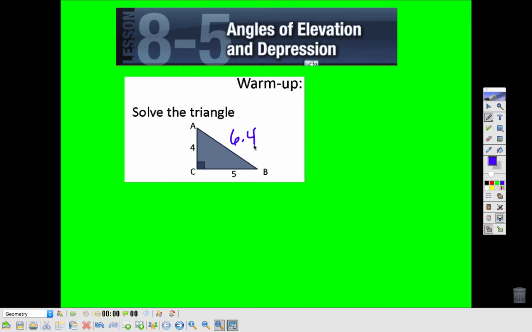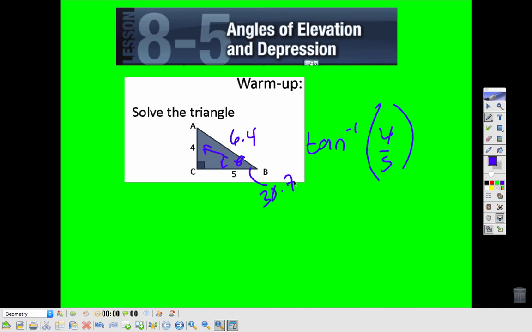If you want to find the measure, you can do the opposite over the adjacent, which would be tangent inverse of 4 over 5. And what do we get? 38.7. So this is 38.7.